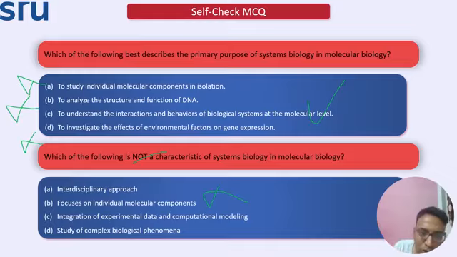Integration of experimental data and computational modeling. This is also correct. Study of complex biological phenomenon. This last answer is also correct. So in this part, the first, third, and fourth answers are correct. Only the second answer is wrong. So this is the right part.